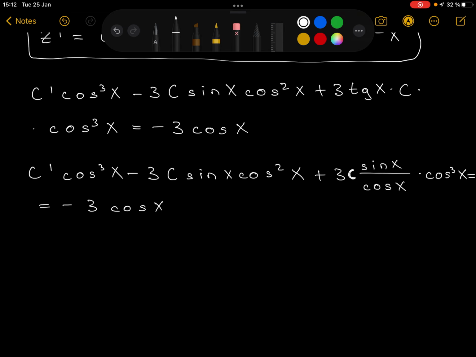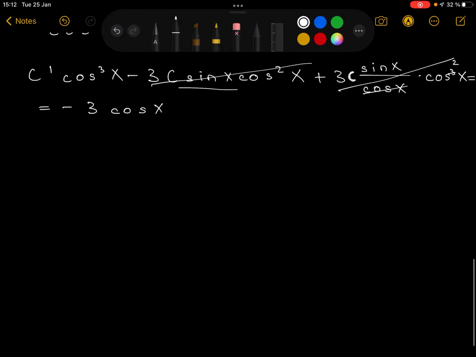Okay, now this cosine here and this square will cancel, so we'll get the exact same value as this part right here, but they're going to have different signs and they're going to cancel each other out. So what we are left with here is that c prime of cosine to the third power of x is equal to negative 3 times the cosine of x.